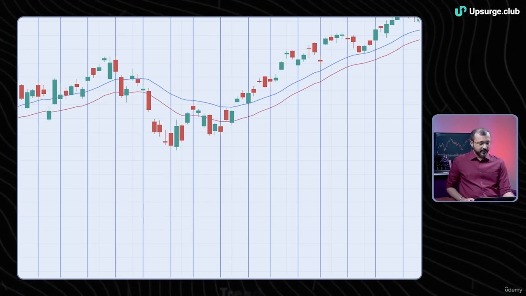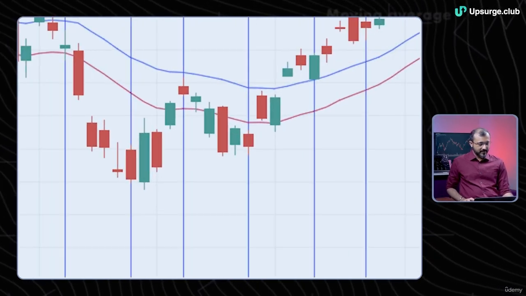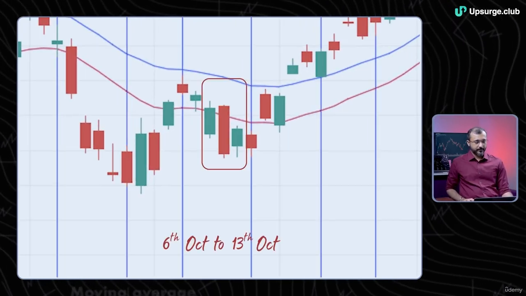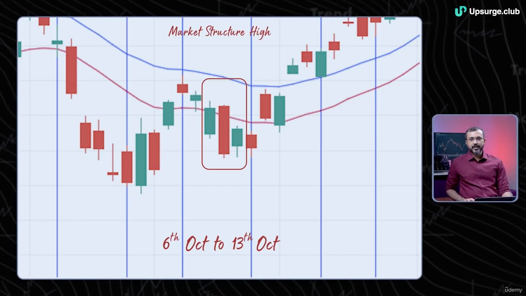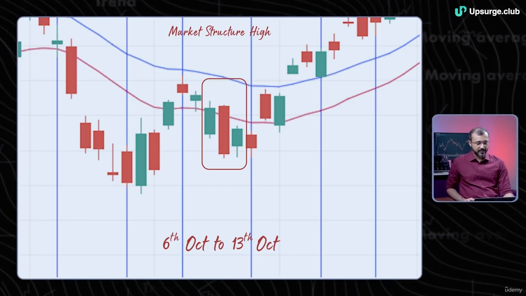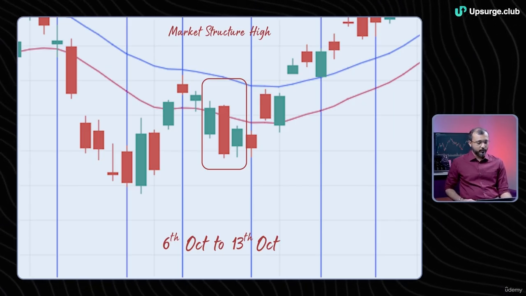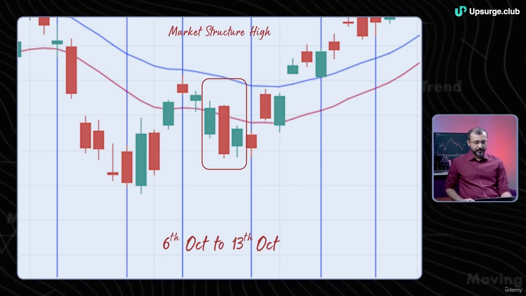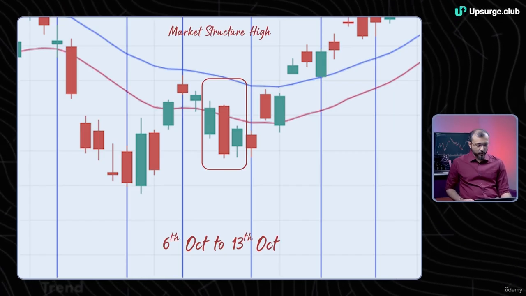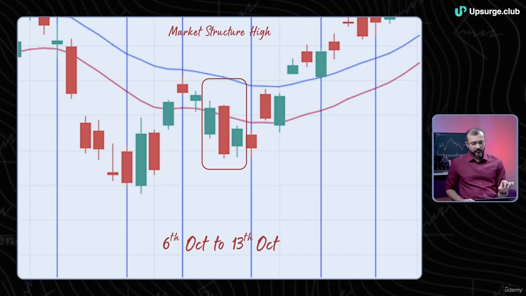The next trade is week 41 of the expiry, from 6th of October to 13th of October. Here a market structure high got formed. Price is trading below moving average. A market structure high got formed, so we are expecting a bearish move, a trending move which is bearish. From here we open the chart. We go to 10th of October. If we see, we have a lot of patterns getting formed above moving average.